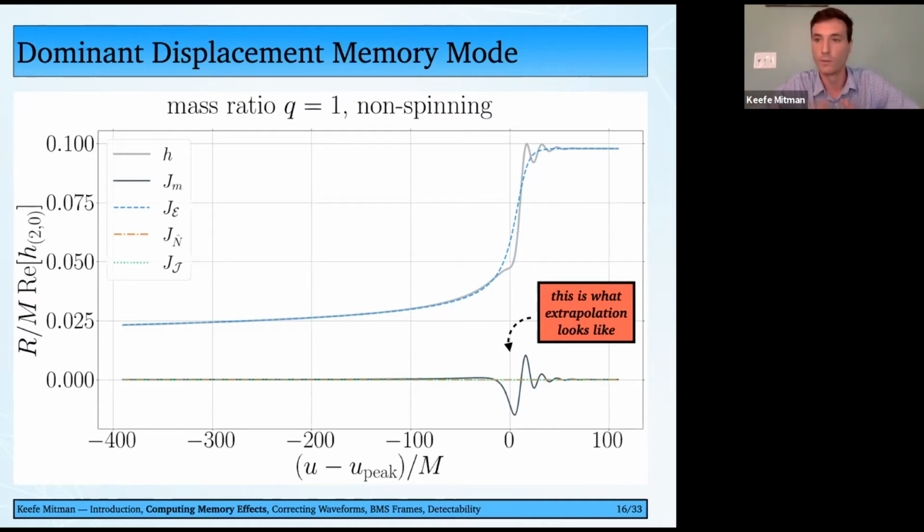Okay, so great, we've resolved the leading displacement memory effect. What about the sub-leading displacement memory effects? Are we capable of resolving those in numerical relativity waveforms?